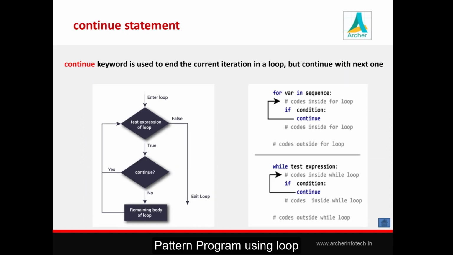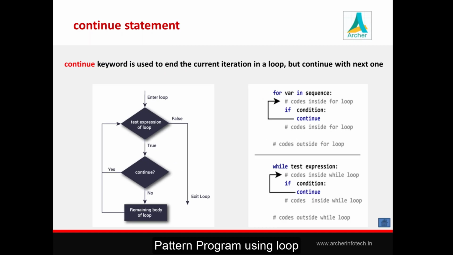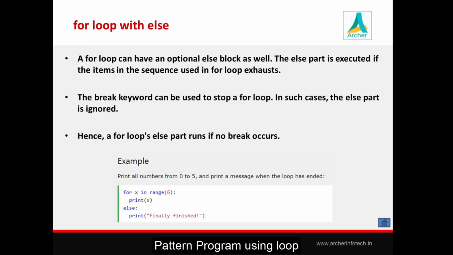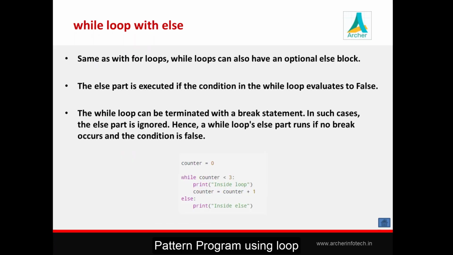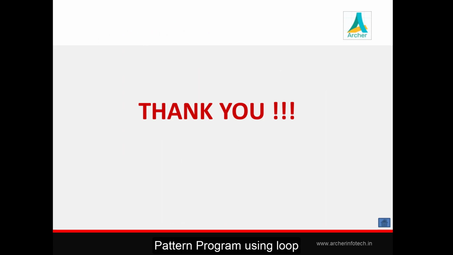Then we saw these two statements, break statement and continue statement, to alter the flow of our loop. Then a loop can even come with an else clause also, which will get executed if your loop doesn't break in between. Finally, we've seen some examples using nested loops. That's the end of your control statements. You have seen two control statements, the decision control statement, that is if else, and loops.